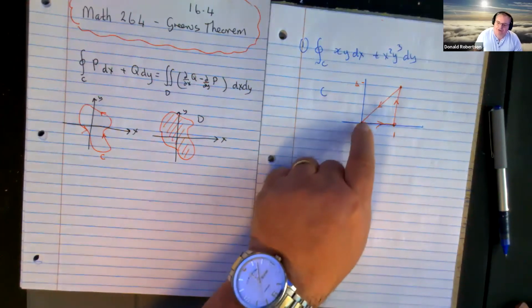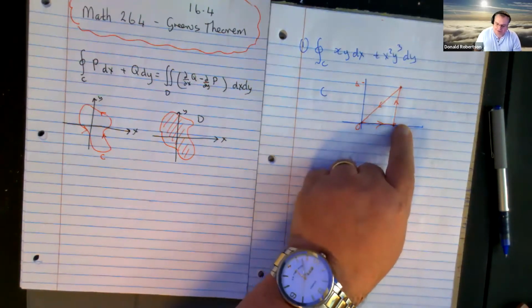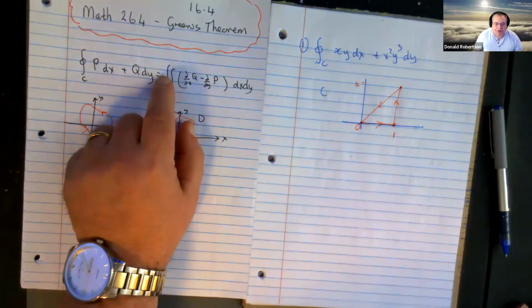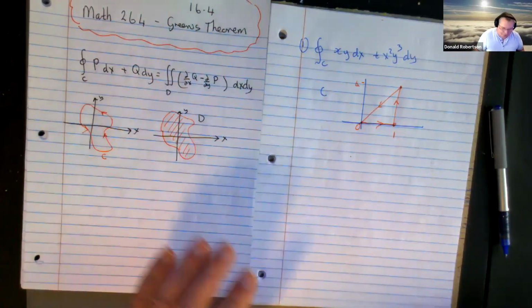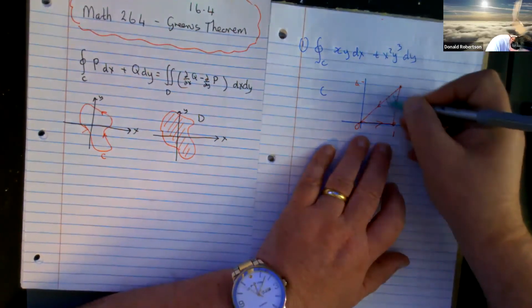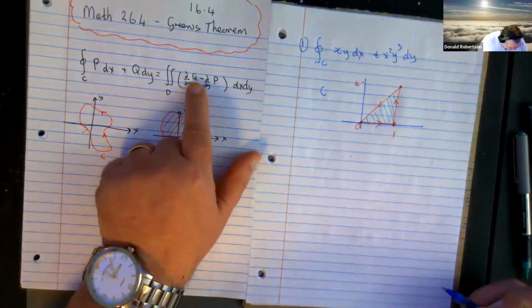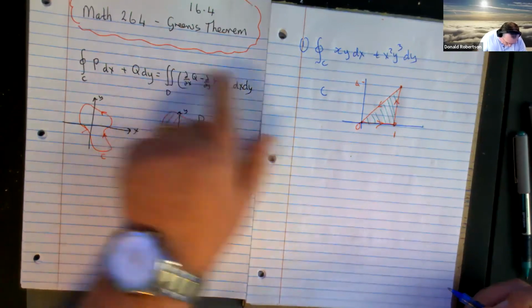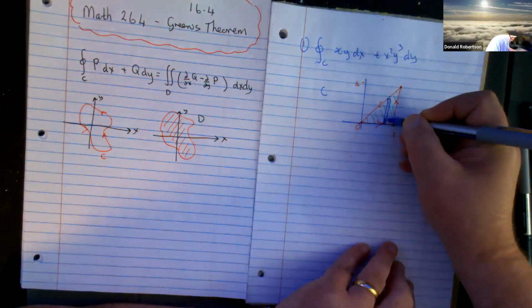Now, if they'd said 0, 0, 1, 4, 1, 0 and back again, if they made me go that way, the only difference would be that I stick a negative in my answer when I got it, right? So orientation just means your answer is different. So this is going to be my D, which is a triangle. I'm going to find this guy, take away this guy, and do a double integral over this region D. So I might as well set up my limits of integration while we're at it.